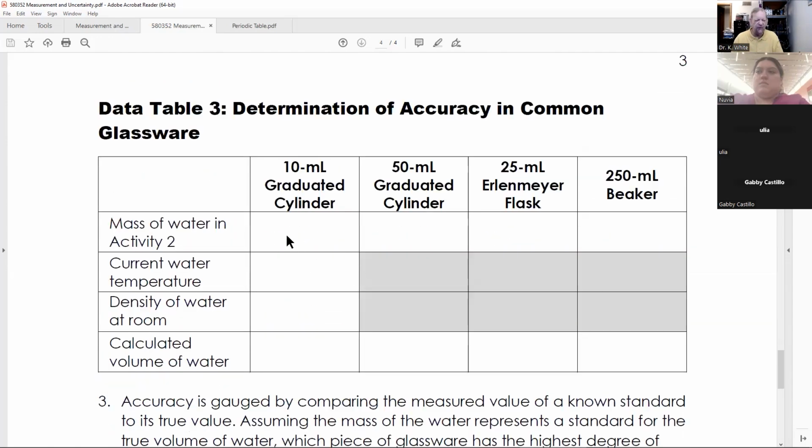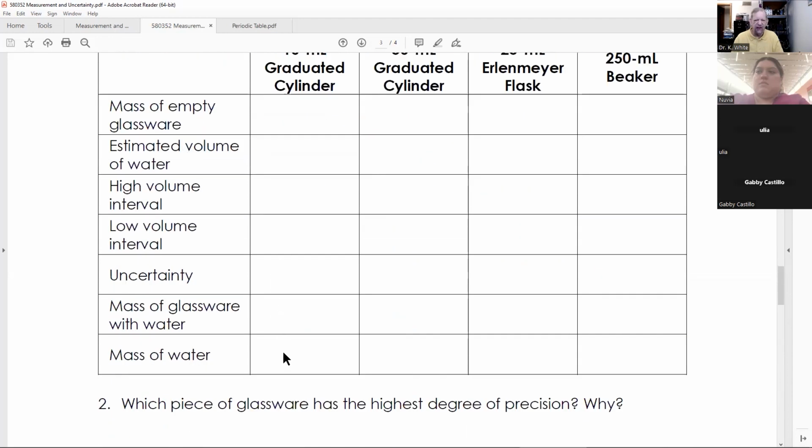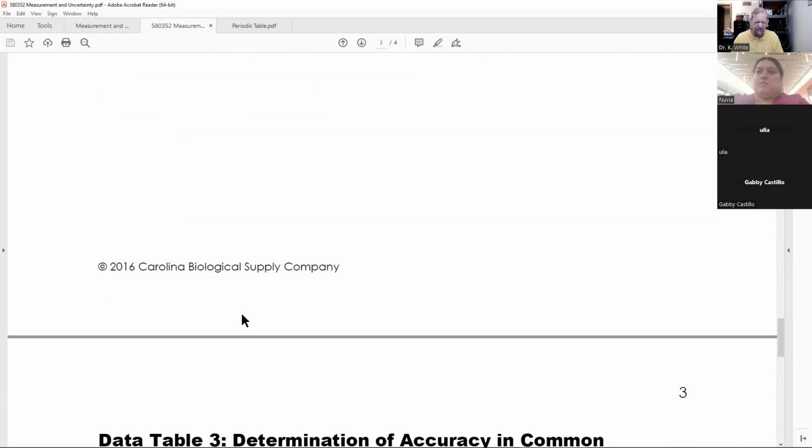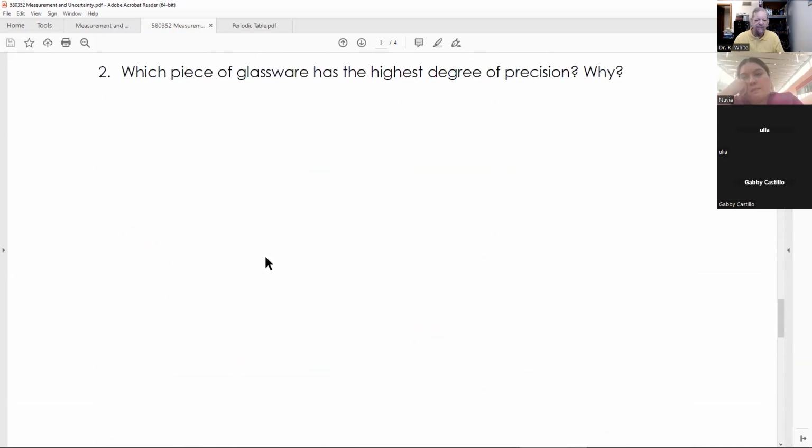And what you'll do from table 2 here, you'll take the mass of the water for each of these measuring devices, and you'll put that in here. You'll get the current temperature of the water for what you had in your big cup before you started it. And then you'll determine the density of water. How do you do that?